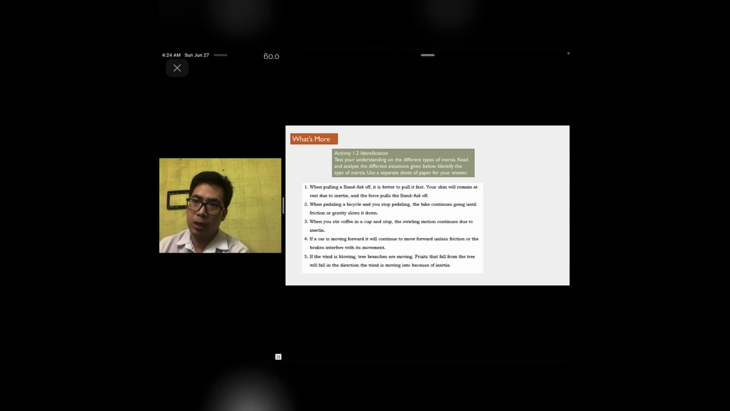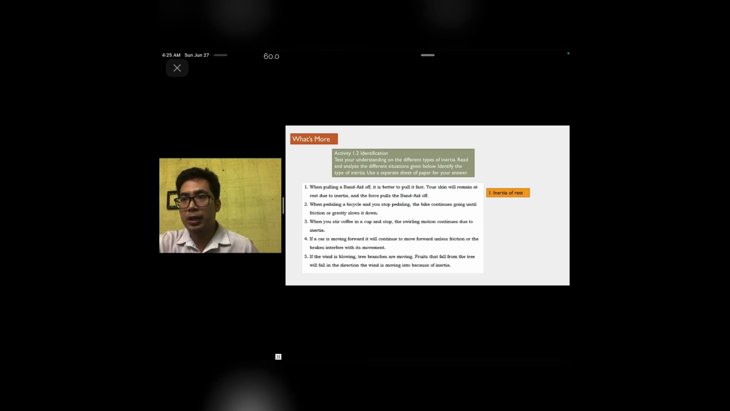So what's more? In here, activity 2, the learners have to understand the different types of inertia. They're going to analyze and answer, diba we have 3 types of inertia. So they're going to explain each. Ano ba yung mai-apply natin dito? So from 1, 2, 3, 4, 5, ito yung expectation na makukuha kong answers from our learners.